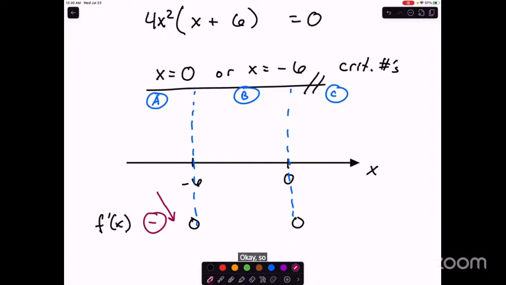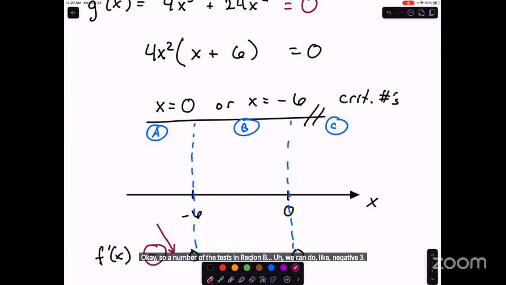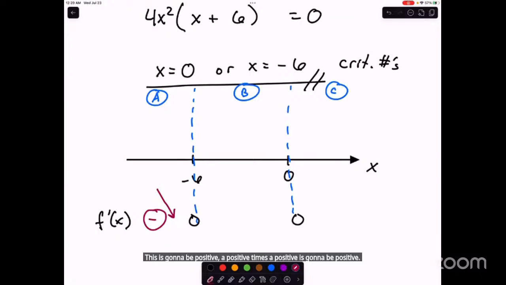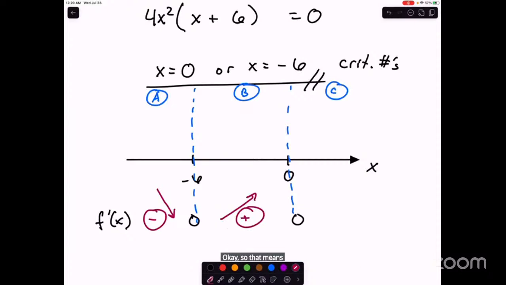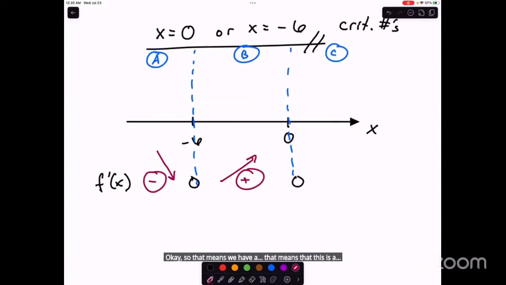For region B, we can test negative 3. If we plug negative 3 into our first derivative, this is positive and this is positive. A positive times a positive is positive. So if our first derivative is positive, the original function is increasing between negative 6 and 0. That means this is a local min, because it went from decreasing to increasing.